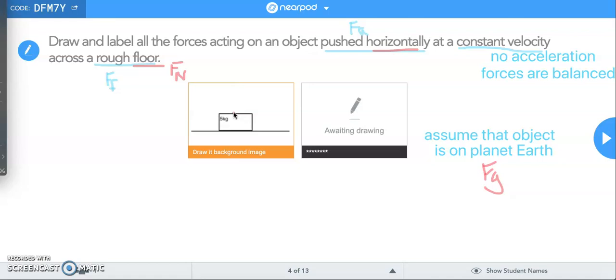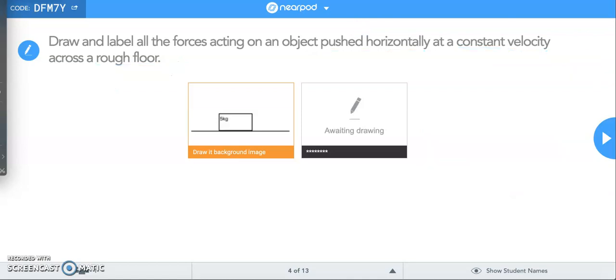And because this box is not accelerating upward, then we know that the normal force and gravity have to be balanced. It's not accelerating up or falling through the floor. And because friction and applied force are balanced, we are moving at our constant velocity. So that would be how we would draw this free body diagram with those forces involved.